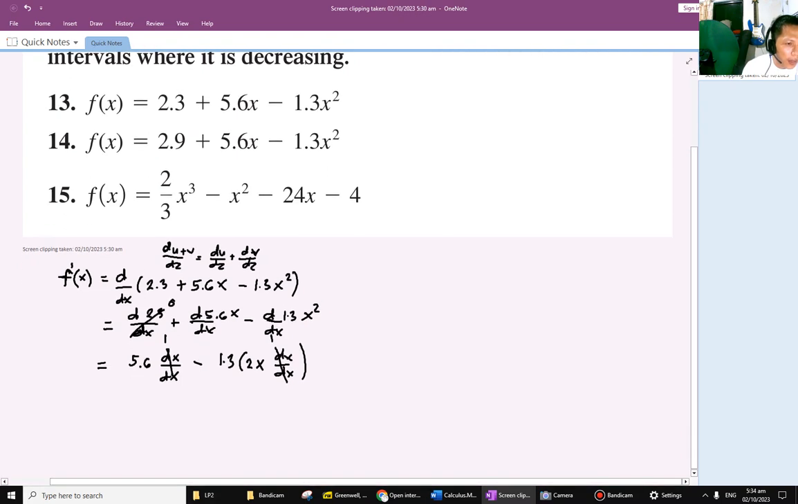And then, next, the derivative would be 5.6 minus 1.3 times 2, that is 2.6x. So 5.6 minus 2.6x. That would be the f prime of x, or the derivative of the function of x.